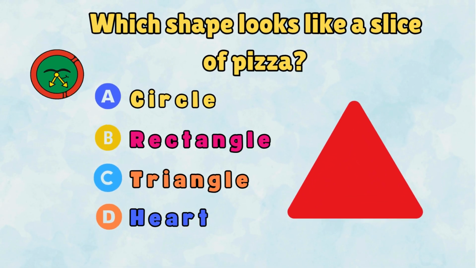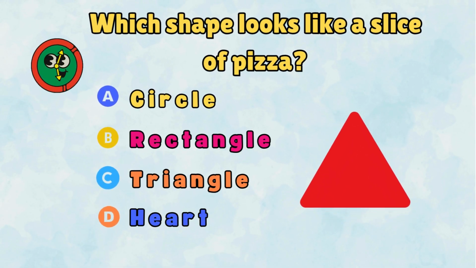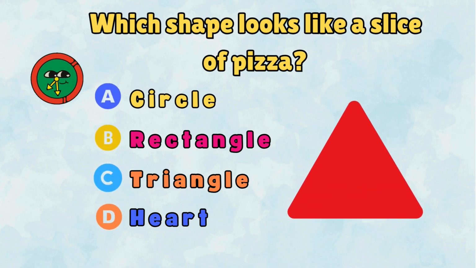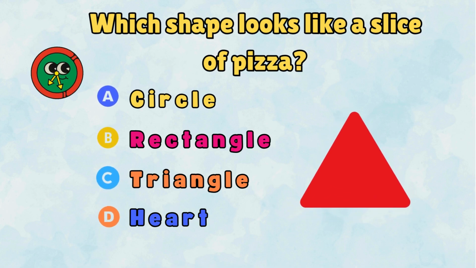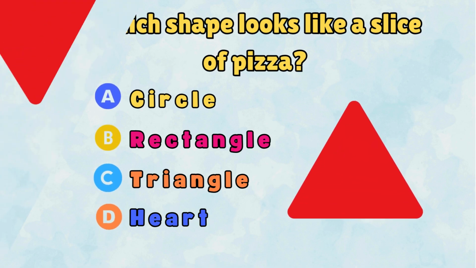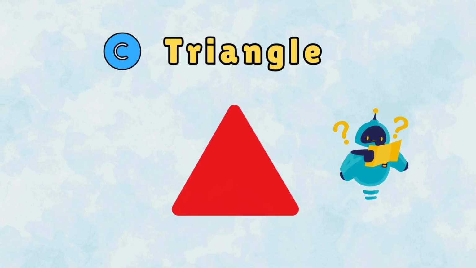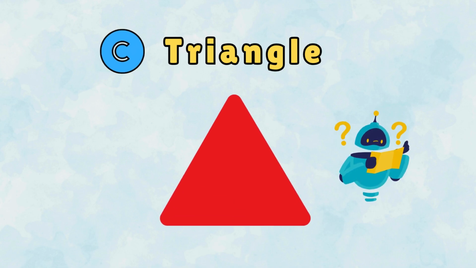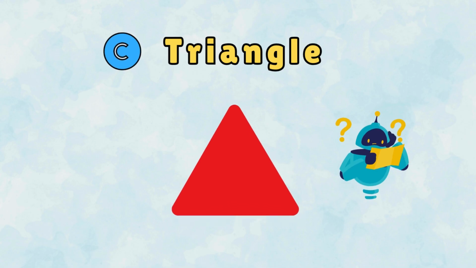Which shape looks like a slice of pizza? A. Circle. B. Rectangle. C. Triangle. D. Heart. C. Triangle. You are a pro. A triangle is a fun shape with 3 sides and 3 corners.